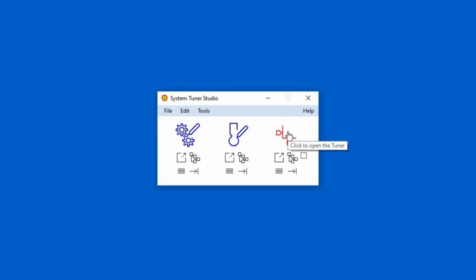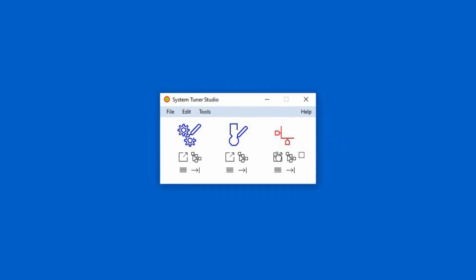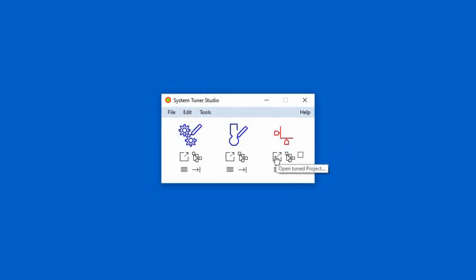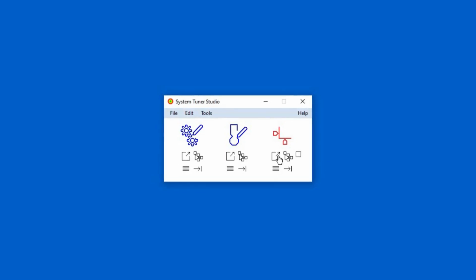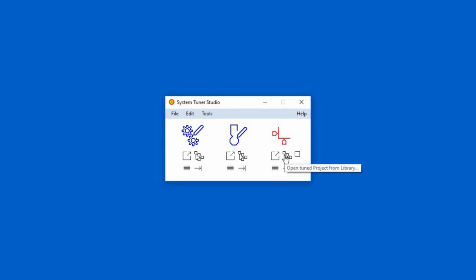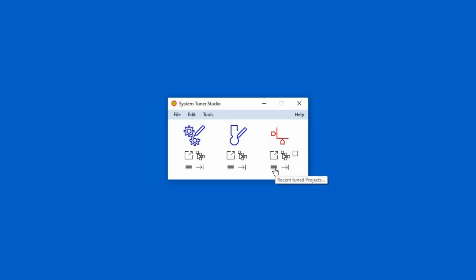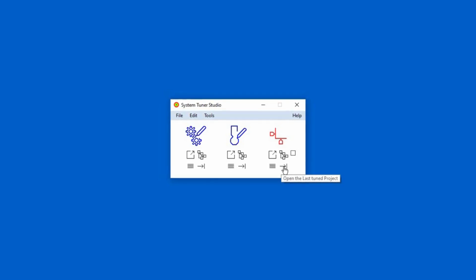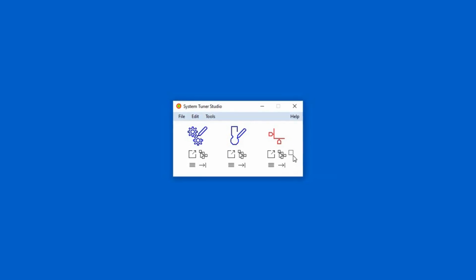This button is to create the project starting from the previous written code. This button opens an already created project by searching the Windows Active Directory. This one takes us to the project library. This one allows to select the project among the most recently opened. And this one directly opens the last created project.